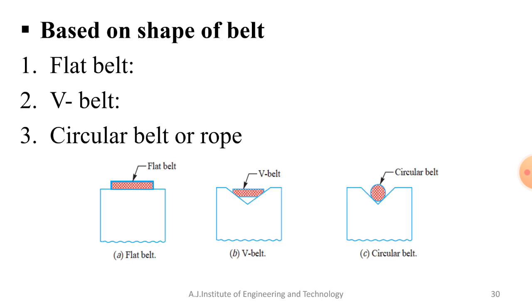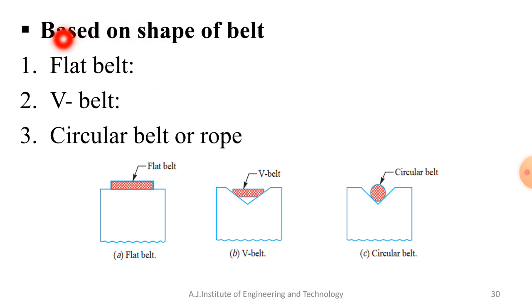Now another classification of the belt, that is belt drive based on shape of the belt. Belt is the main thing, and that will have different cross sections. Based on the cross section of the belt, we have three types of belt drive. First we'll classify what are the three different types of belt cross section.